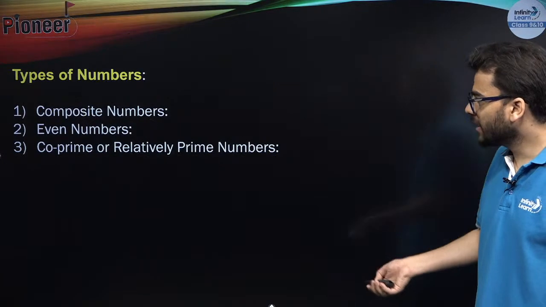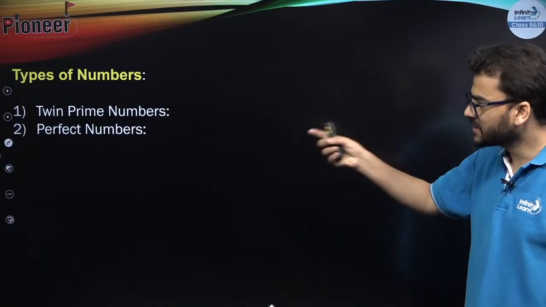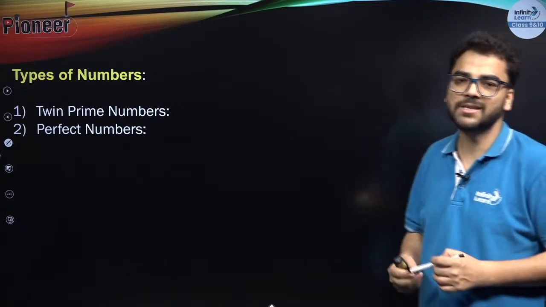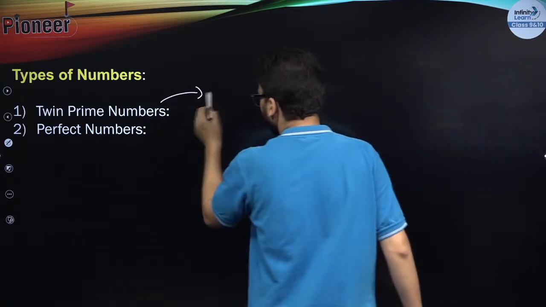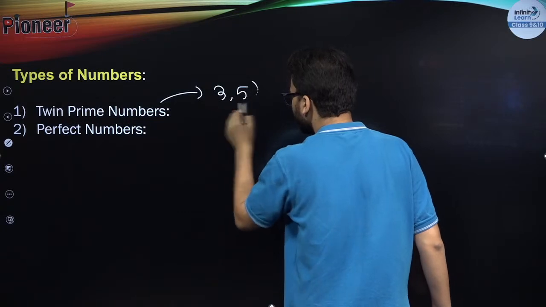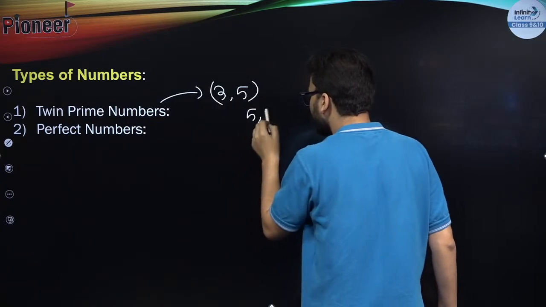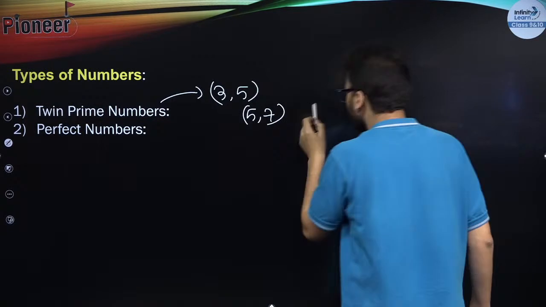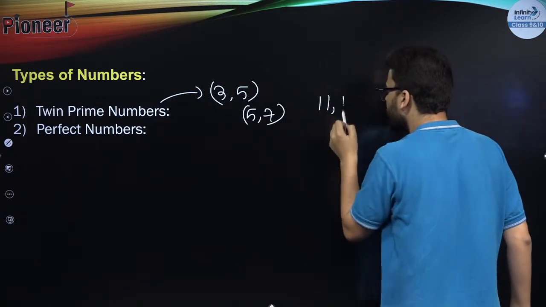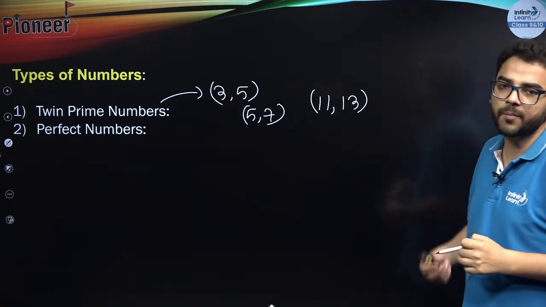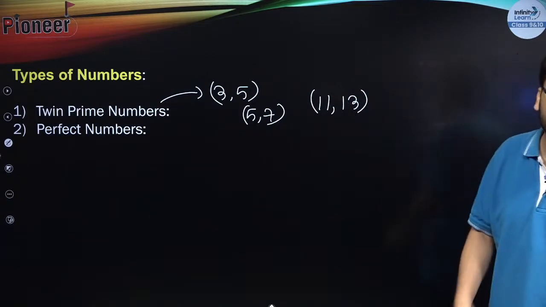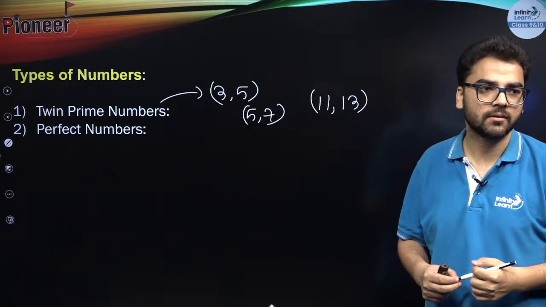So let's move on to the next thing, guys. Other things are twin prime numbers. Twin prime numbers are prime numbers whose difference is 2. For example, 3 and 5 are twin prime numbers because their difference is 2. 5 and 7 are twin prime numbers because their difference is 2. 11 and 13 are twin prime numbers because their difference is 2. In the same manner, any pair of prime numbers whose difference is 2 are twin prime numbers.